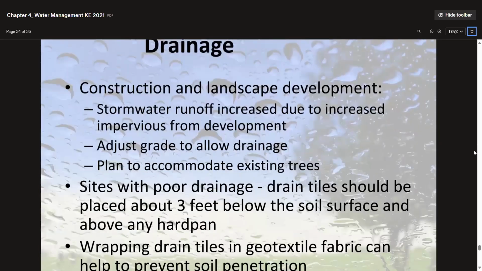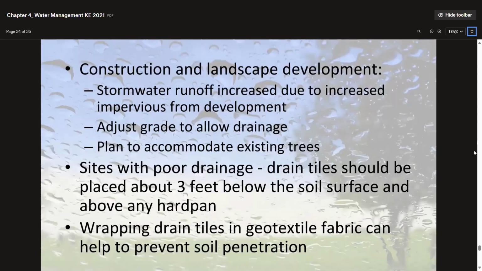Drainage is really important. Construction and landscape development: stormwater runoff is increased due to increased impervious surfaces from development. They adjust the grade to allow for this drainage, and you have to plan in that whole development plan to accommodate your existing trees. Most places now require them to save trees. So you have to design that plan to save trees. So you have to take into consideration where all this water is going to go and how it's going to be there and where it's going to be stored if you're going to save existing trees.